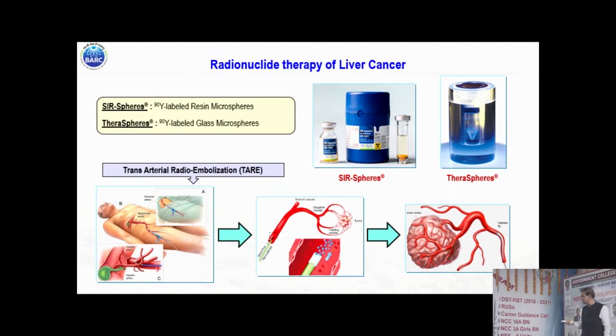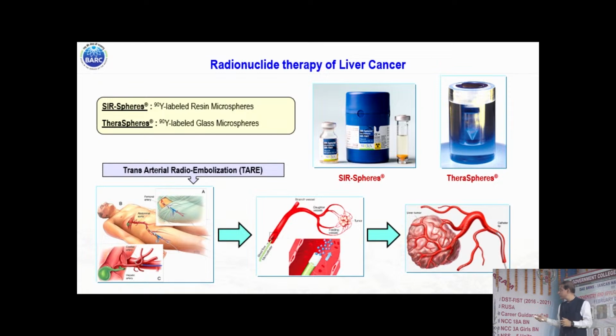What is done is that it is injected through a catheter, because this is the hepatic artery which feeds the liver cancer cells. So it goes to the liver cancer directly, and this procedure is called TARE, transarterial radioembolization. It completely blocks the blood flow to the cancer cells. Once you stop the blood flow, what will happen? It will not get glucose, it will not get oxygen, and slowly it will die. At the same time these spheres have been made radioactive. So not only does it block the blood flow, it also emits radiation to kill the cancer cells.